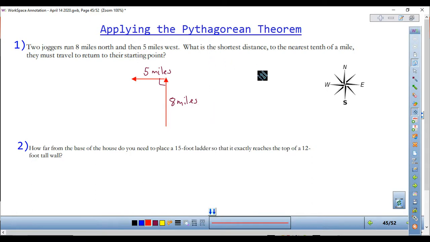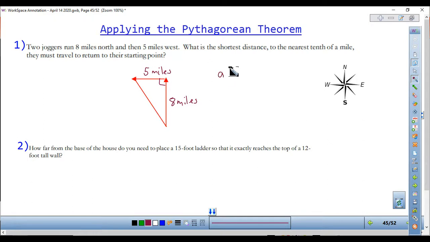What's the shortest distance to the nearest tenth of a mile they must travel to return? Well, their starting point's down here. So the shortest distance wouldn't be the one they've come. It would be this right here. What we've done is form a right angle triangle. So that's going to be really helpful, of course, because now we can use the Pythagorean theorem.